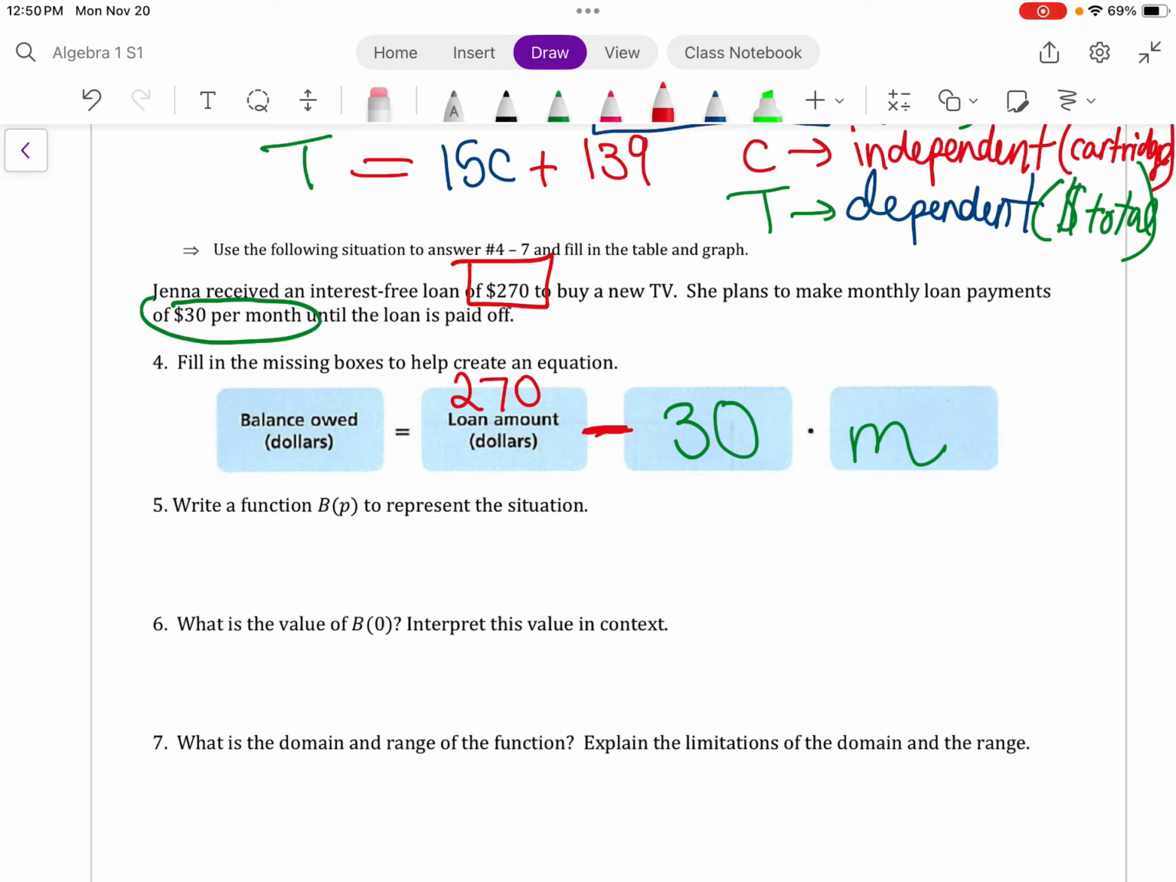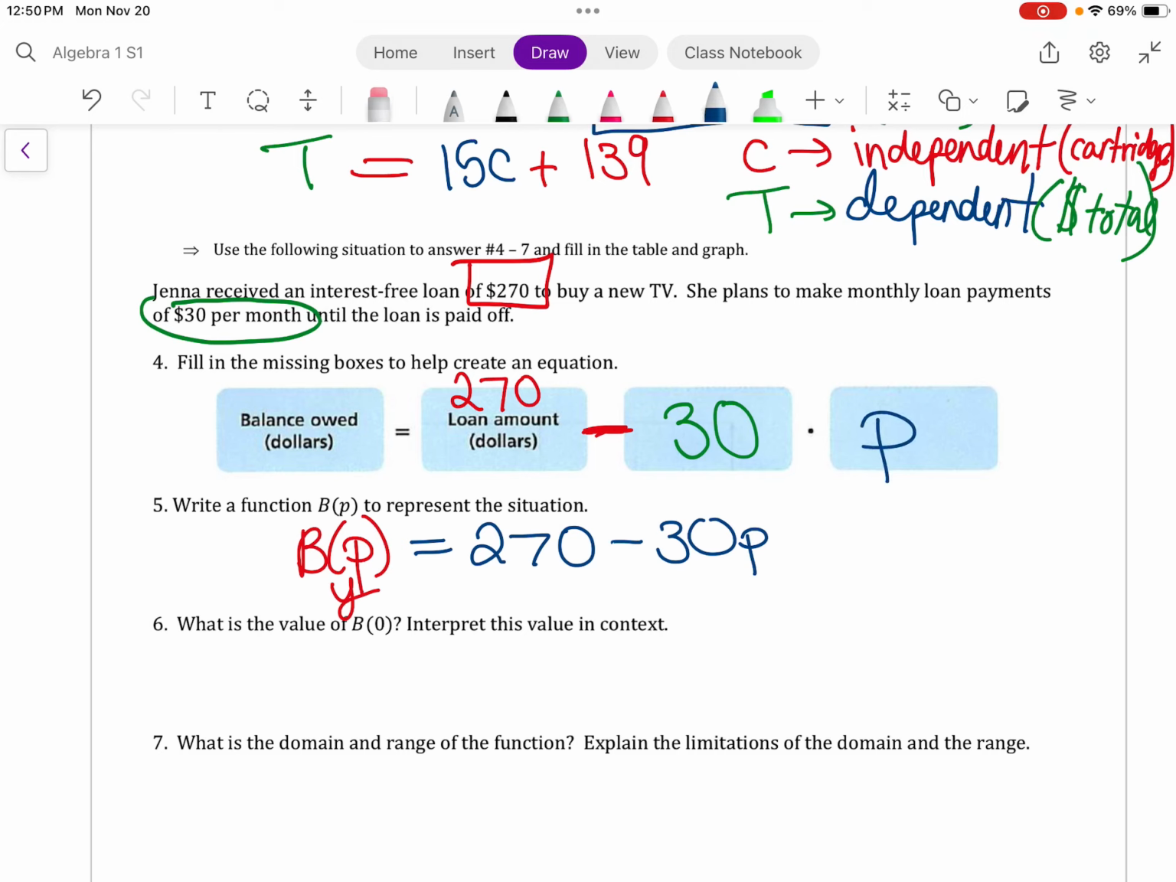Please don't be too stressed when you see these extra letters. It's just a fancy way of saying y. But we don't go out in the real world and say y equals 5x minus 20. No one says that. So we're just giving real life situations, y'all. So 270 minus 30, and then payments. Sorry, we're going to make it P instead of M.